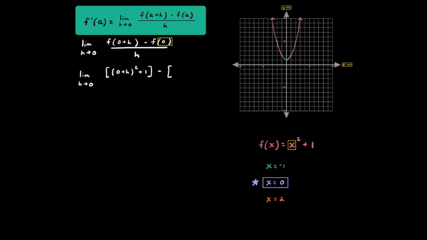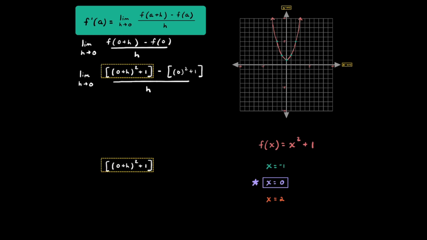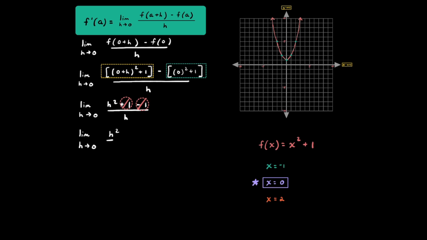Now let's subtract f of 0. F of 0 is going to be 0 squared plus 1. This whole thing is going to be all over h. Simplifying the first part of the numerator, 0 plus h is just going to be h squared, and we have a plus 1. Simplifying the second part, we have 0 squared, which is 0, and 0 plus 1 is just going to be 1. Substituting these simplified expressions in, we're going to have h squared plus 1 minus 1 all over h. This positive 1 and negative 1 are going to cancel each other out, so we have h squared over h.